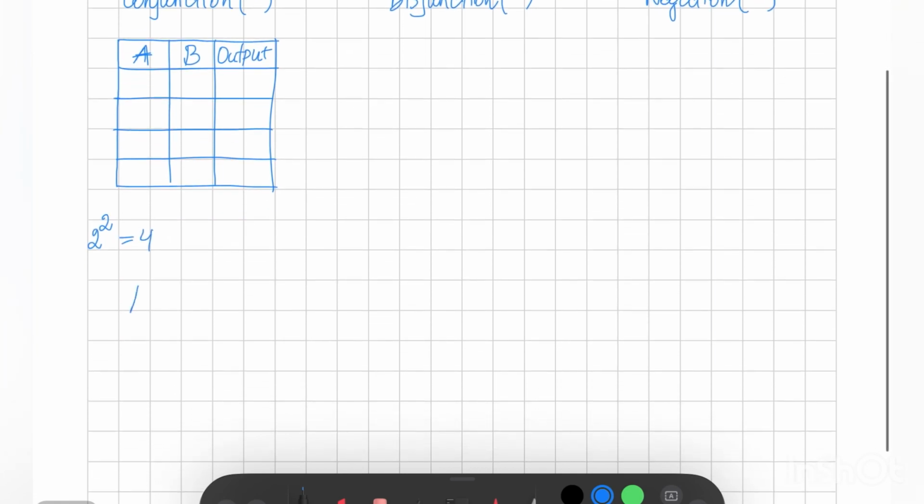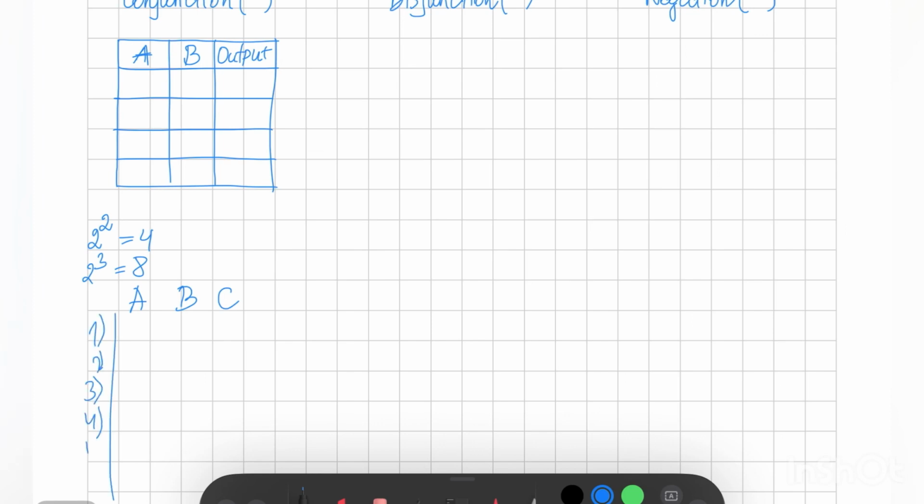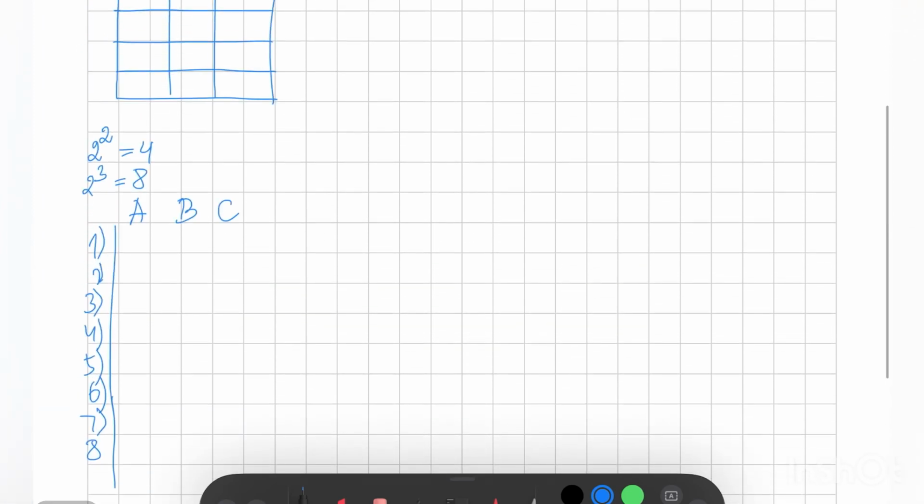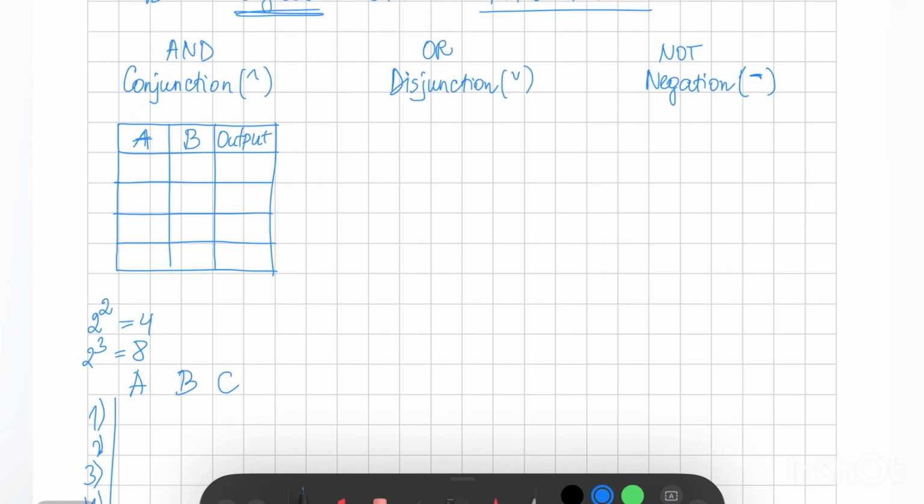If we have 3 inputs like A, B, C, then how many? 2 to the power of 3 will be 8. We'll have 8 variants like 1, 2, 3, 4, 5, 6, 7, and 8. But for now, we will just do the truth table with only 2 inputs. 1, 2, 3, 4. We have 4 variants.